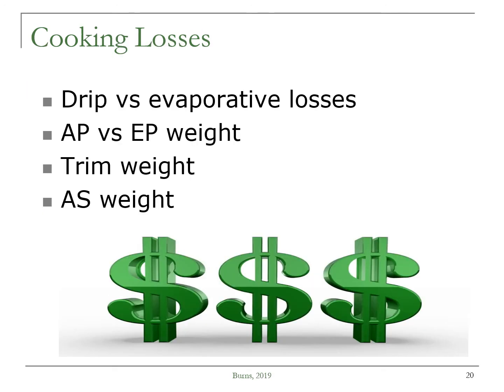The final topic for this chapter are the cooking losses. And cooking losses are the total losses, including the drip losses of the fat and the evaporative losses of the water coming out of the coagulated protein. AP weight, or the as purchased weight, is a little different than the edible portion weight. The trim weight is the weight of the part that you're not going to use, such as the bone or the skin. And then the as served weight is more of like the portion size, the amount of meat that you would have to serve.